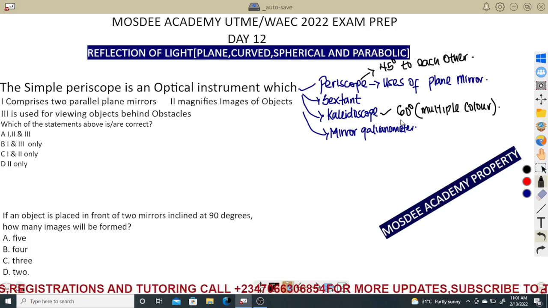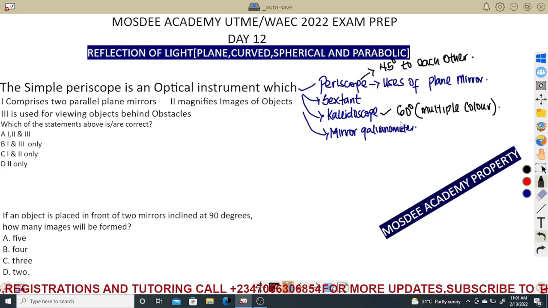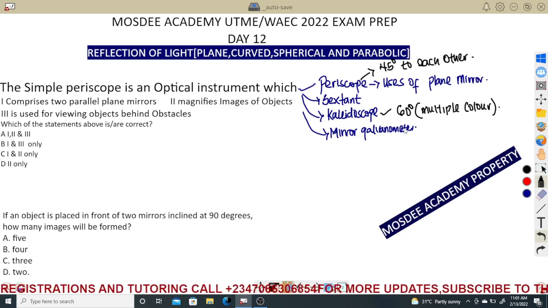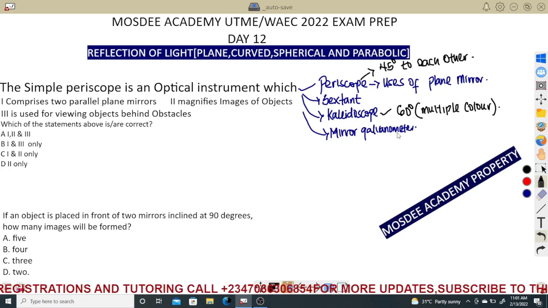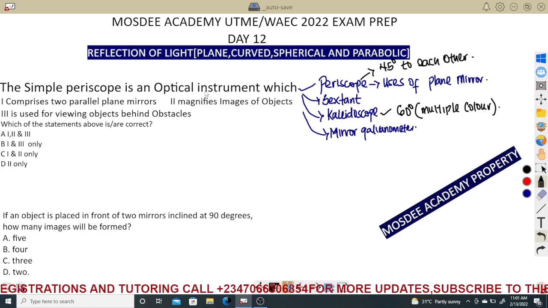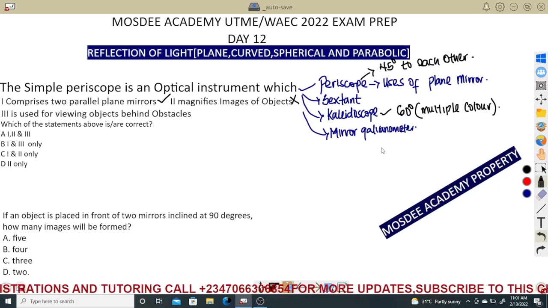But for now, the mirror galvanometer also uses a plane mirror, so that the deflection of the scale of the needle can easily be detected. So that is just that for now. Keep this in mind. This is a simple question. It comprises two plane mirrors. It's absolutely correct. Magnify the image of an object is a lie. Mirrors don't magnify. Another important point.